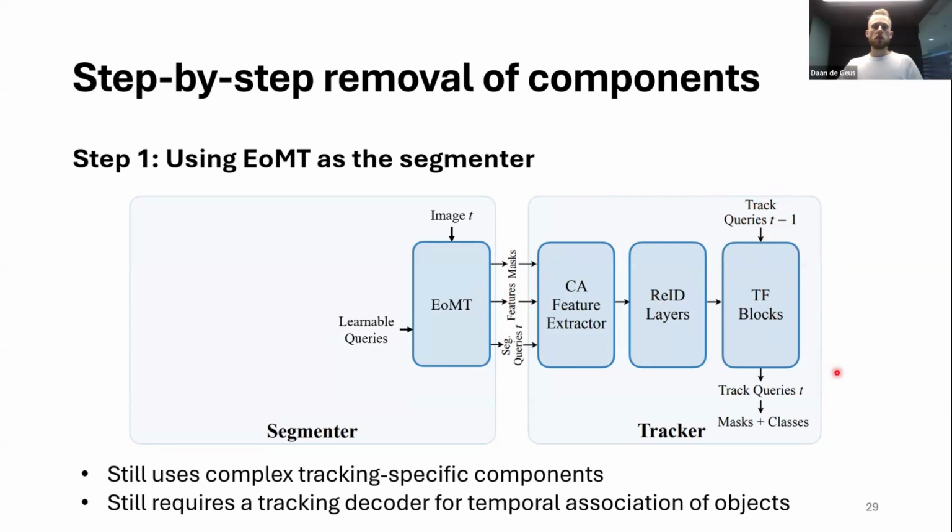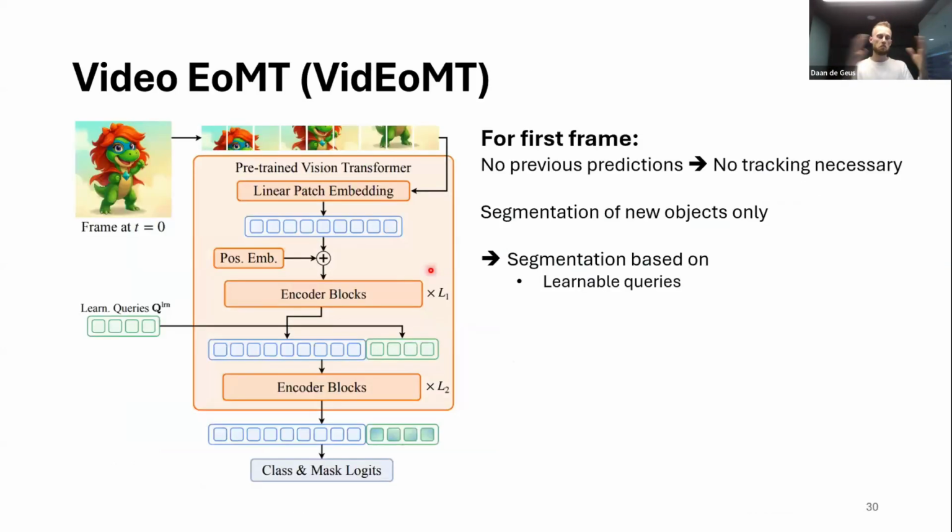So we thought, again, since both of these use transformers, we can just integrate all of these capabilities into this vision transformer encoder. So what we do is we start with EoMT and we extend it to also support video segmentation. And when I say we start with EoMT, I mean this very literally, because for the first frame, the prediction that we make is just identical to what we would do for EoMT. Because in the first frame, of course, there are no previous predictions yet, so there's no tracking that we need to do or even can do.